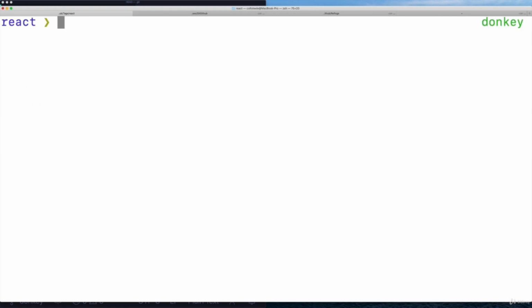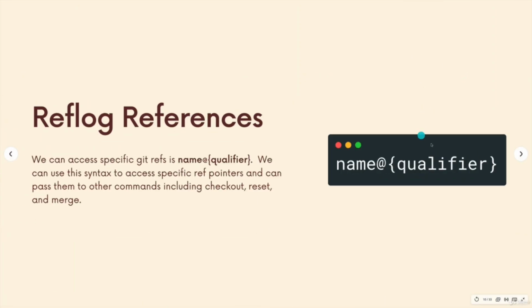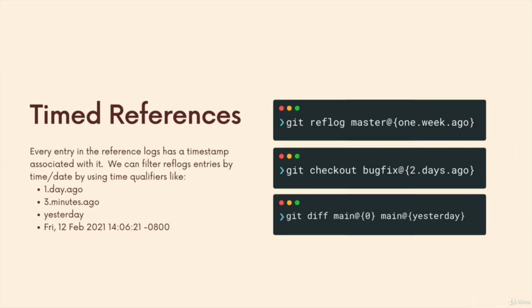Now what I'm going to show you next is how we can really use this stuff if we make mistakes, how we can undo or retrieve seemingly lost commits and information, and that's coming up next. But in this video, we saw that we can use this pattern to reference a particular entry in a reflog, but instead of just passing a number, like 1 or 5, we can pass in these weird but very nifty timed references because every entry in the reflog also contains a timestamp associated with it.